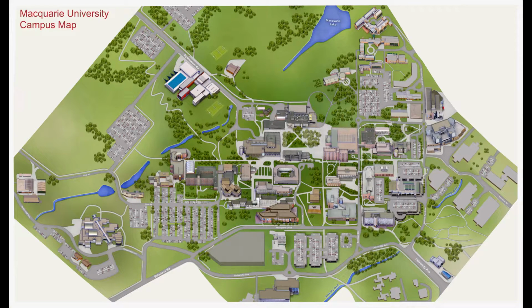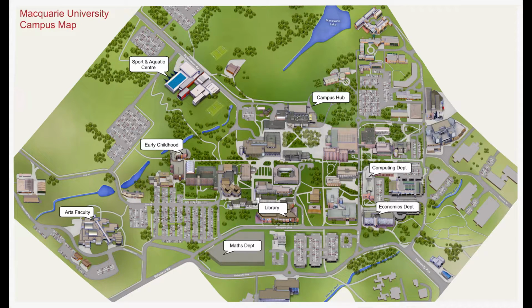He makes a list of places he wants to visit. Firstly, all of the departments that offer units in the game design course: the computing department, maths department, and arts faculty. Then, to keep his parents happy, the economics department. And because teaching also interests him, the Institute of Early Childhood. Then, some student faculties: the library, sports and aquatics centre, campus hub, digital lounge, bookshop, and Macquarie Lecture Theatre.